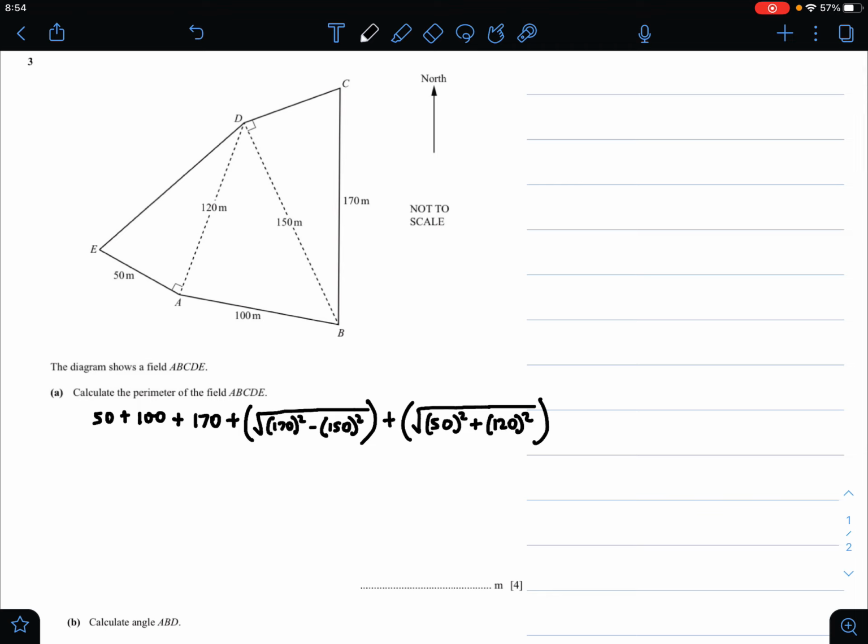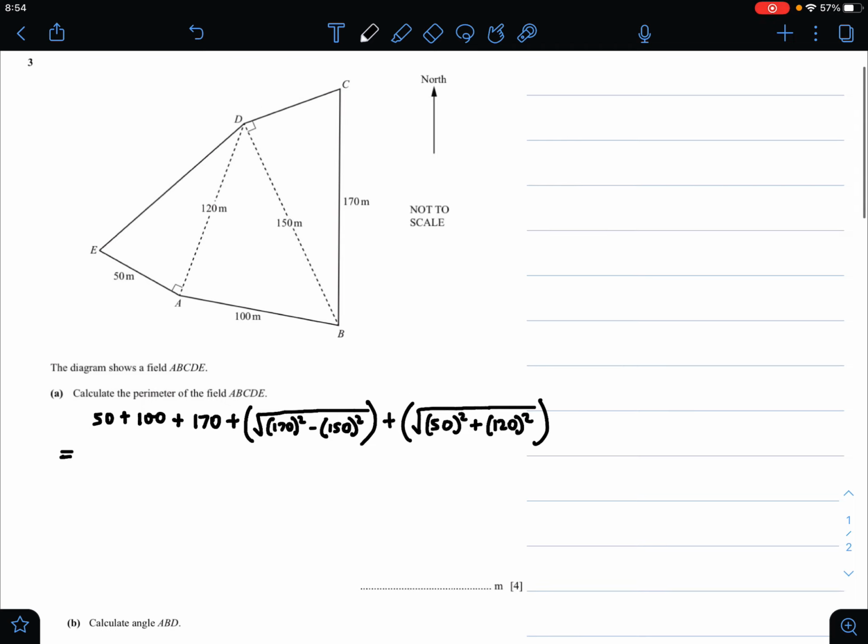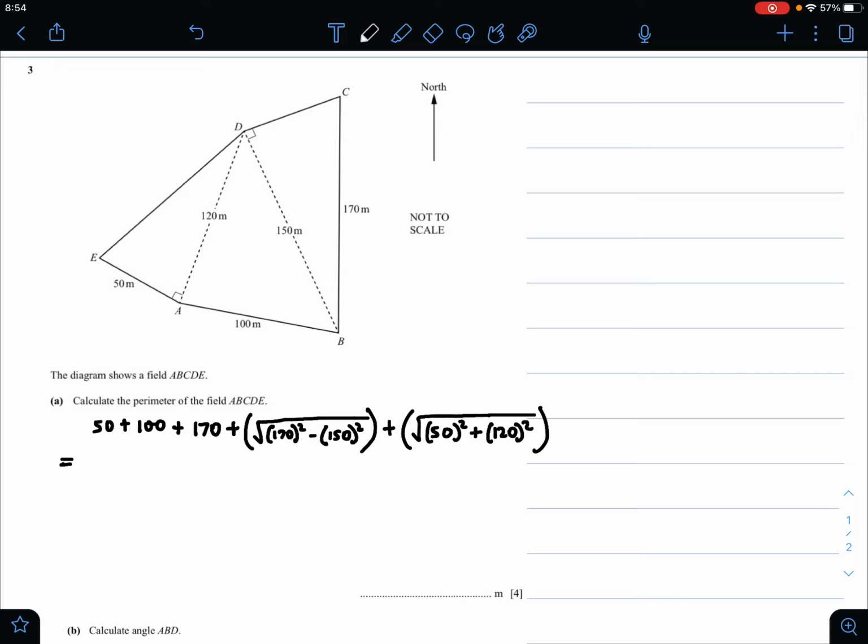Now all we need to do is input this into the calculator, and we will get our final answer for part A. How we do that is simply 50 plus 100 plus 170, which is equal to 320, plus, okay, now we have to work out the sides that we don't know. So 170 square is equal to 28,900, minus 150 square, which is equal to 6,400, my bad, and the root of that would be 80.